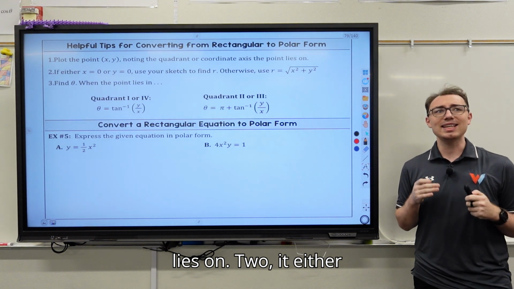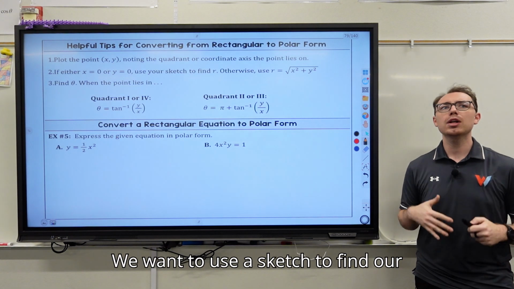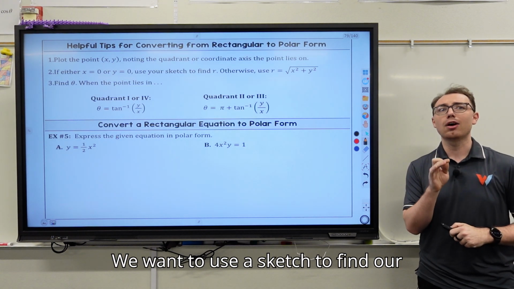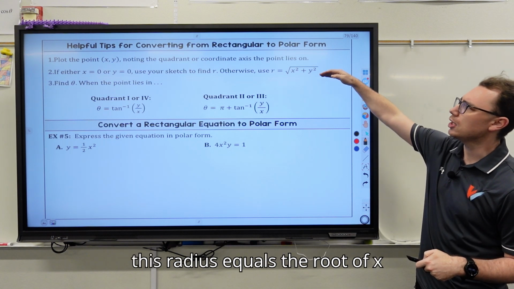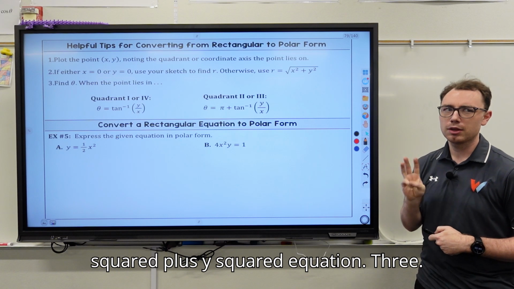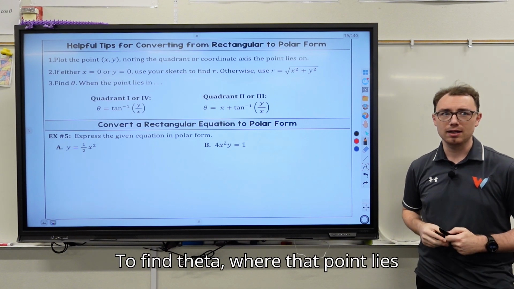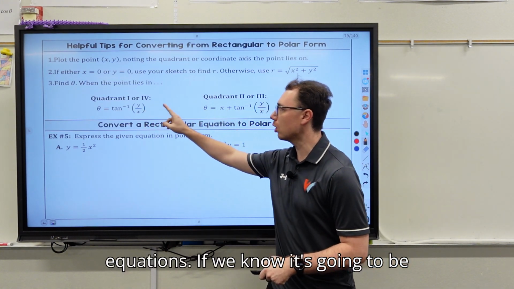2, it either is x equals 0 or y equals 0. We want to use a sketch to find our radius. Otherwise, we can use this radius equals the root of x squared plus y squared equation. 3, to find theta, where that point lies in, we can use one of these two equations.